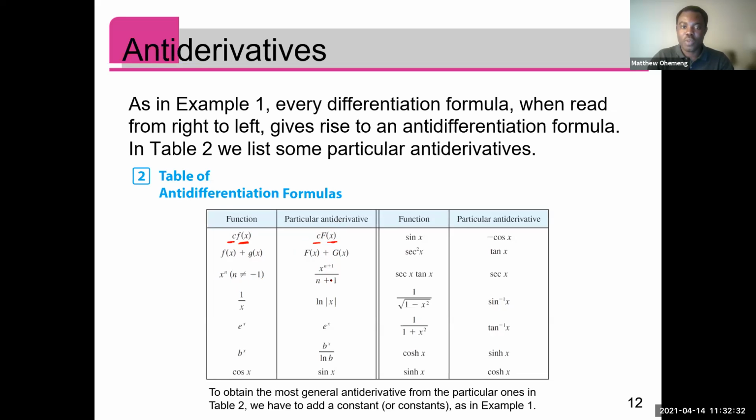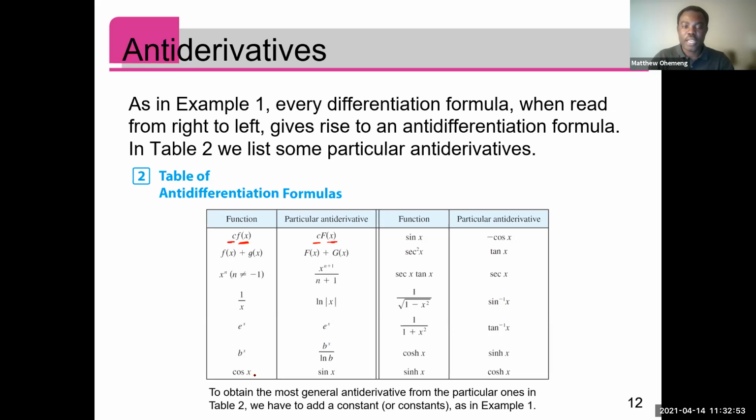So n plus 1 over n plus 1. Now for each of these cases, we are always going to add plus c. So please don't forget. Right? So if it's 1/x, it's ln the absolute value of x. For e to the x, remember that the derivative of e to the x is e to the x. That one is easy, right? So the antiderivative is still the same thing, e to the x. Now for b to the x, the antiderivative is b to the x over ln of b, right?